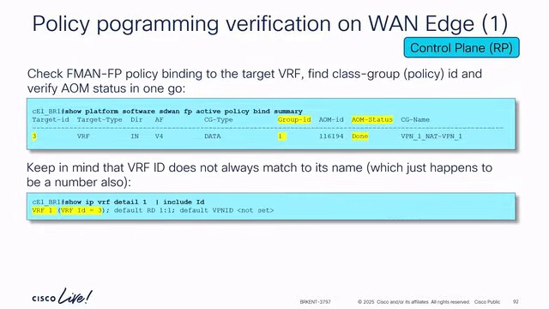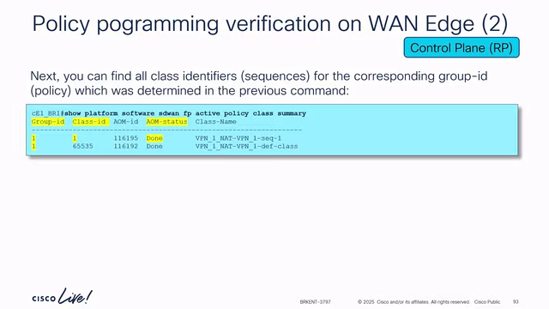But the catch is that the number does not essentially match your VRF name, which just happens to be a number also. How to verify the VRF ID? Very easy. Show ip vrf detail, and then it will tell you the VRF ID for your configured VRF name 1, right? That's the kind of tricky part which you need to verify before claiming that the programming didn't happen.